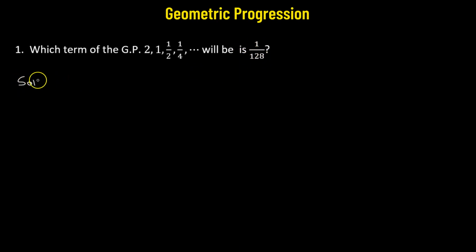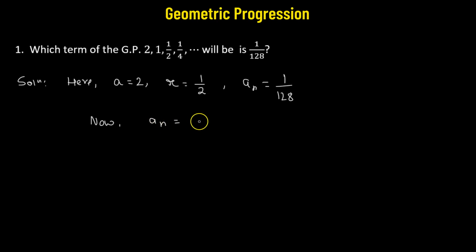So let's begin. Here we are being provided with the first term. The value is 2. We can determine the common ratio. All we have to do is take the second term and divide it by the first term, which is 1 over 2. Then the nth term, the term that we need to obtain, it's given that its value is 1 over 128. Now we can use the fact that the nth term of a geometric progression is given by the first term times the common ratio r raised to the power of n minus 1. So we'll substitute the values here.